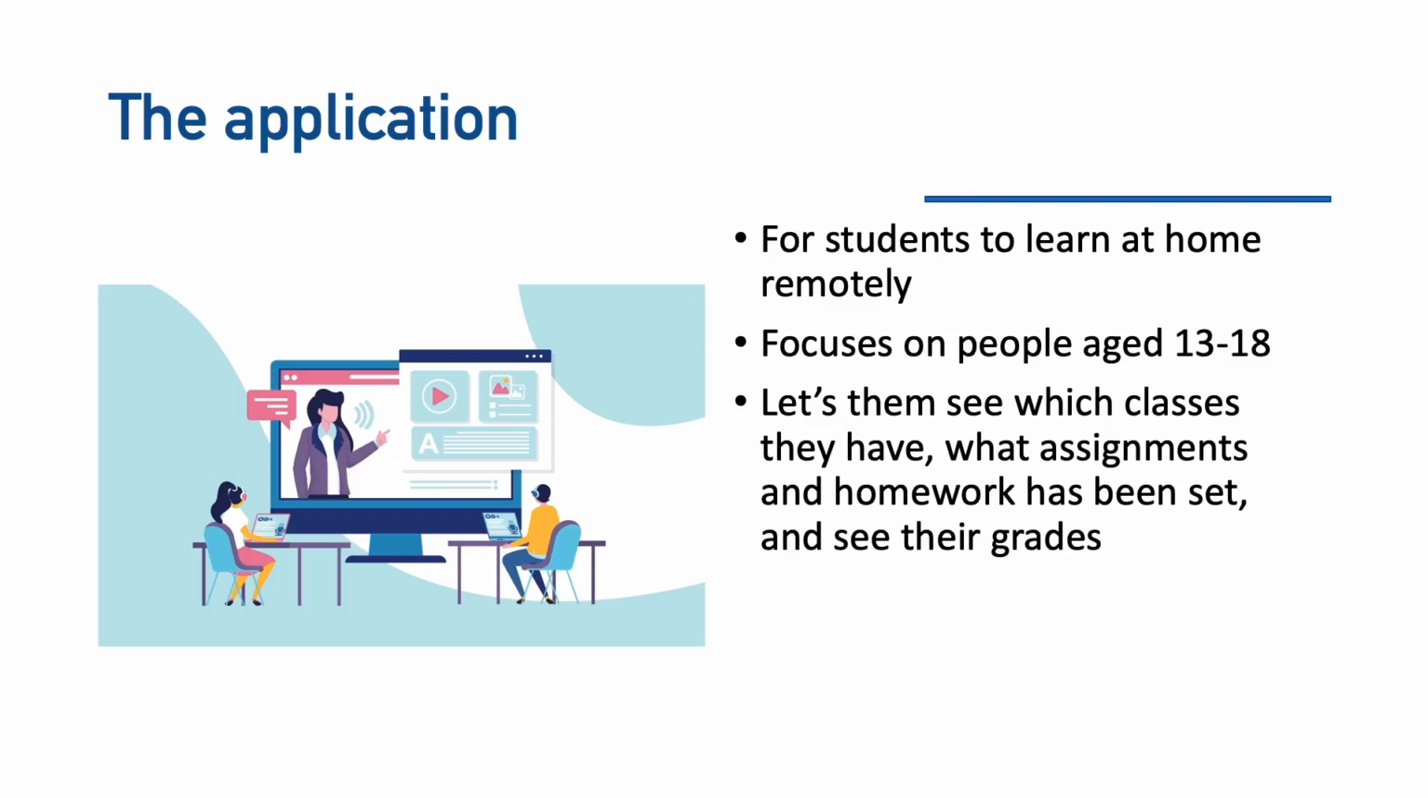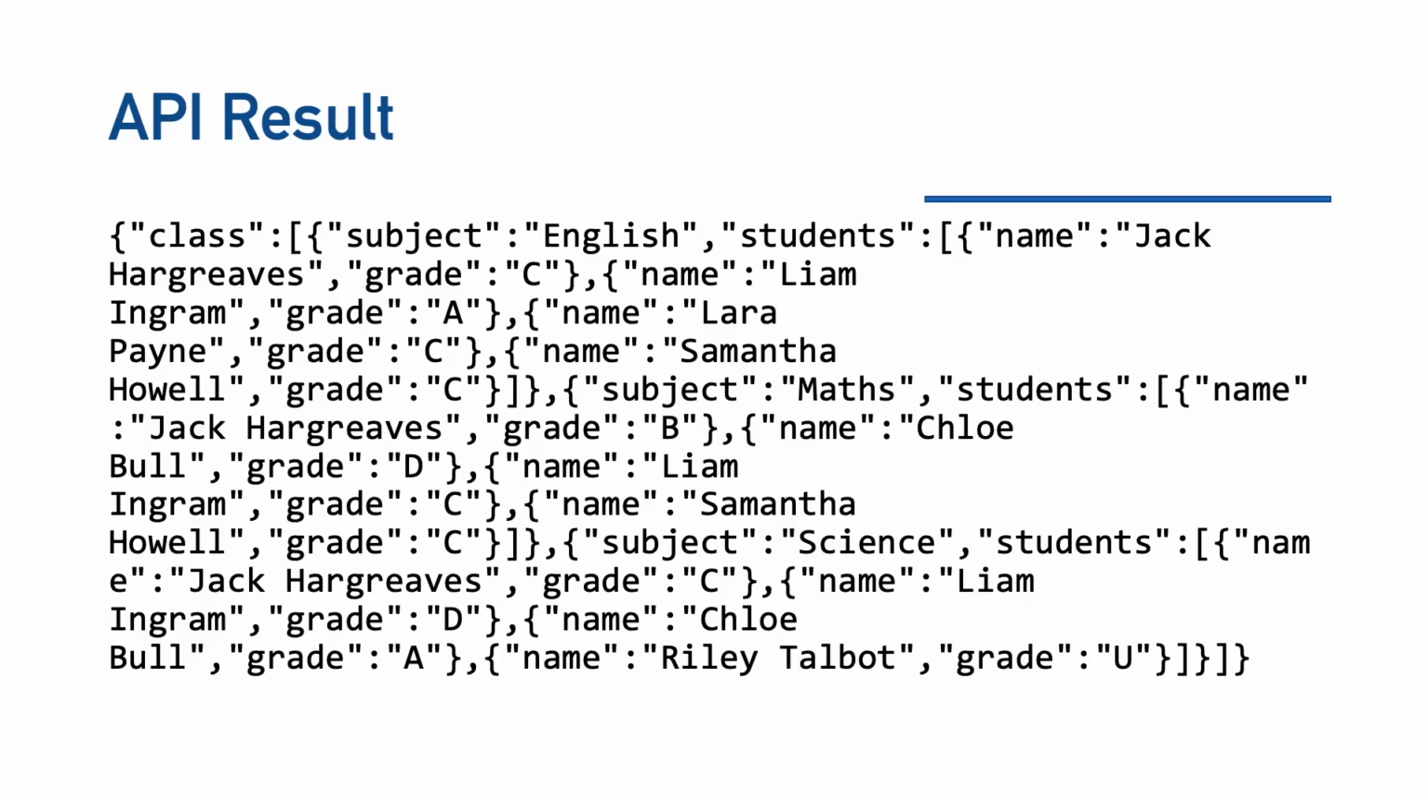So let's talk about the application. This application is for students to learn at home remotely, and it focuses on people aged 13 to 18. It lets them see what classes they have, what assignments they have, what homework has been set, and see their grades. And here is the result from one of the API calls. So here we have class, which seems to have an array, and in here we have some stuff about the class name, the subject is English, and then we have some information about the students.